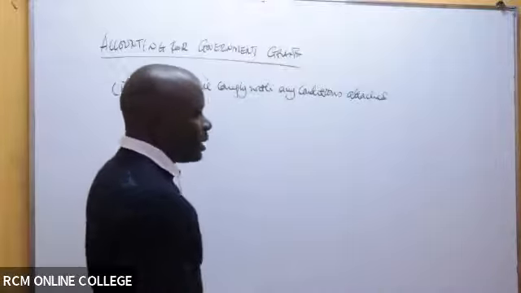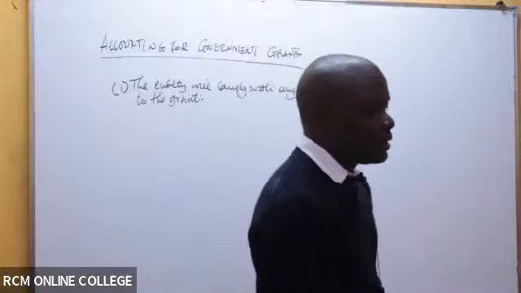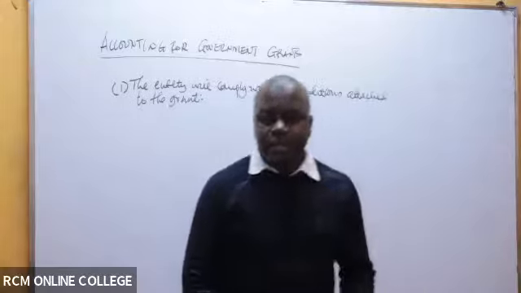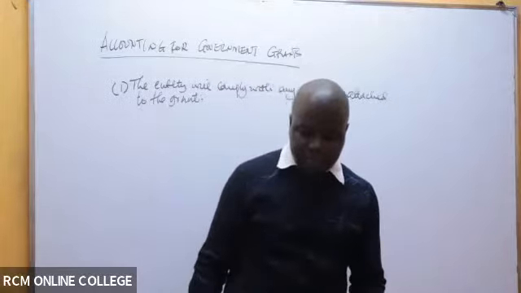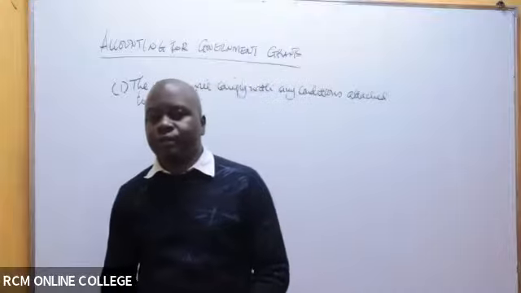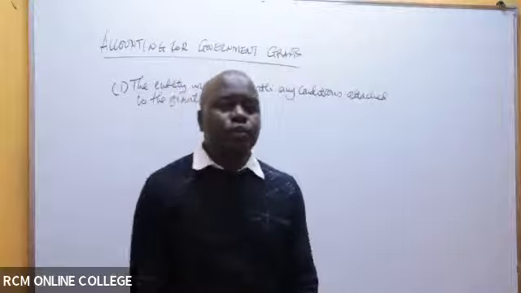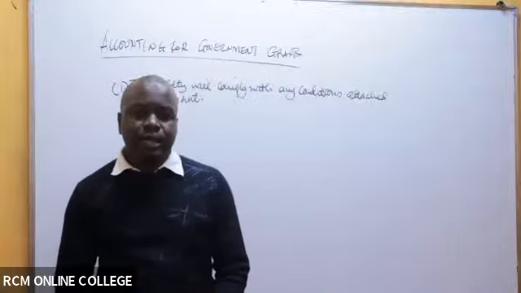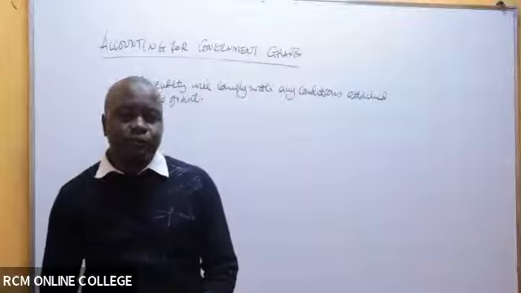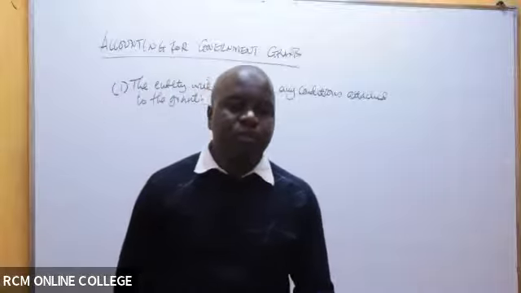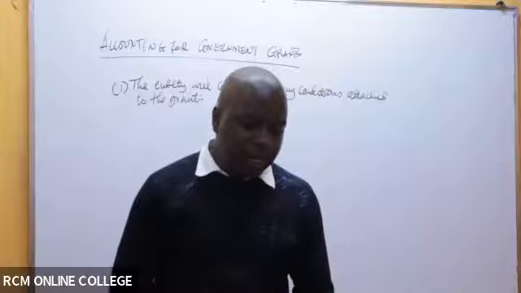So maybe the grant is given on the condition that they will provide the expenditure of that grant. Or the grant is given on the condition that, if it's a school, it will only go to fund the vulnerable in the society. This condition must be fulfilled before they can recognize it in their books of accounts.